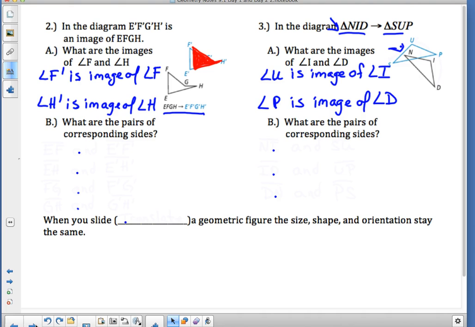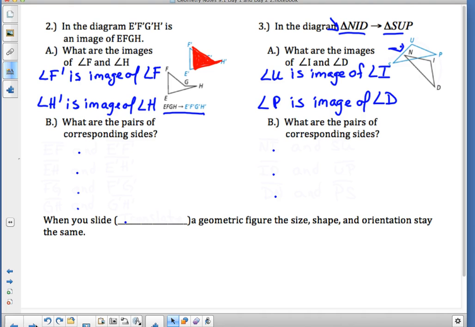Now, have you noticed that today is really just a lot of vocabulary, property stuff? It's not really hard math. If you just keep in mind, pre-image is the starting spot. Image is the final resting spot.